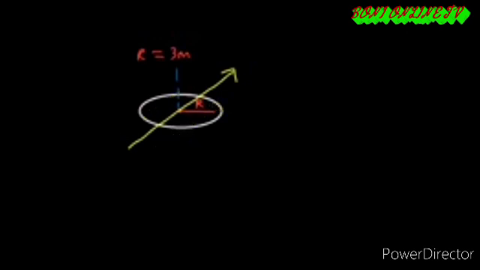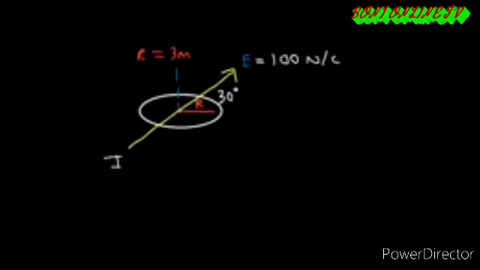The angle between the electric field vector and the plane of the disk, let's say it's 30 degrees. Calculate the electric flux passing through the surface. Feel free to pause the video. And let's say the electric field, let's give it a value of 100 newtons per coulomb.